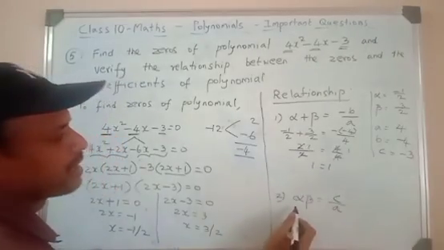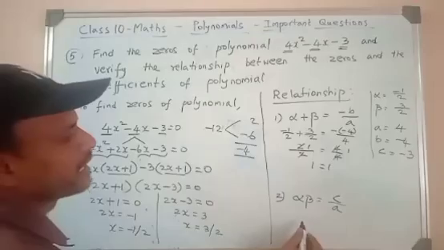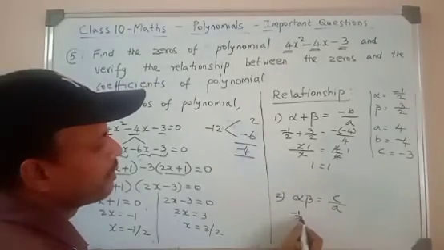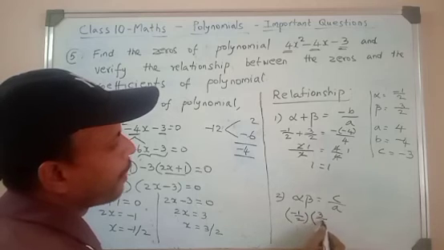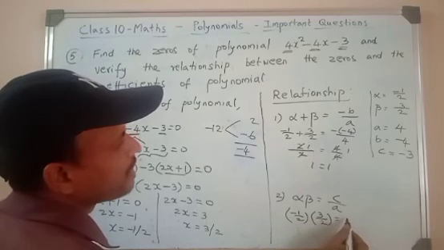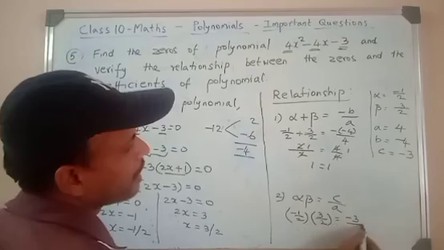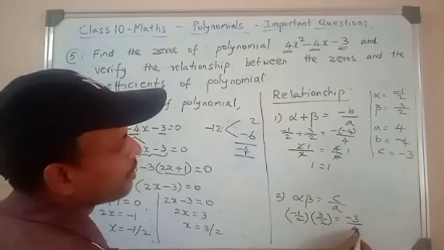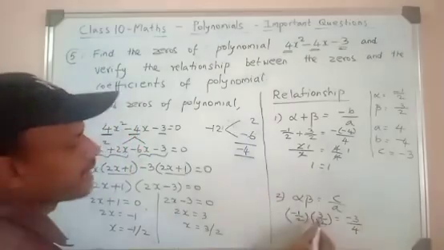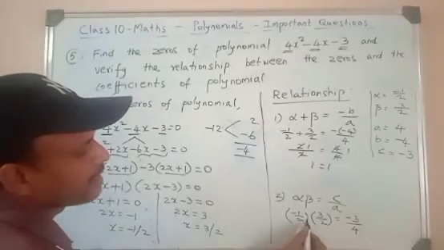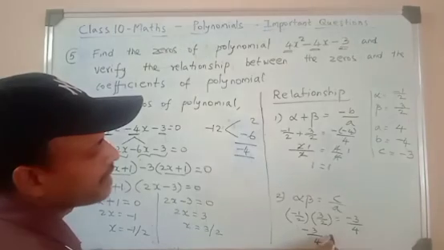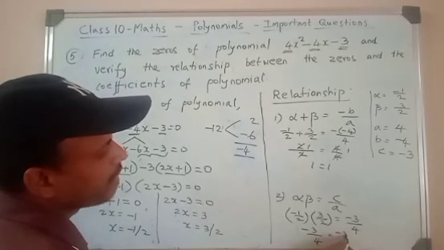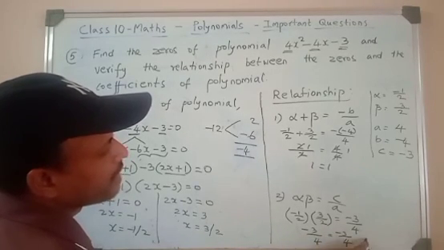Same thing for product of zeros, alpha into beta equal to c by a. Alpha is minus 1 by 2, beta is 3 by 2, is equal to c value minus 3, a value 4. Now if you multiply minus into plus, minus, so minus 1 into 3, 3, 2 into 2, 4. So minus 3 by 4 is equal to, this side also we have minus 3 by 4. So it is verified.